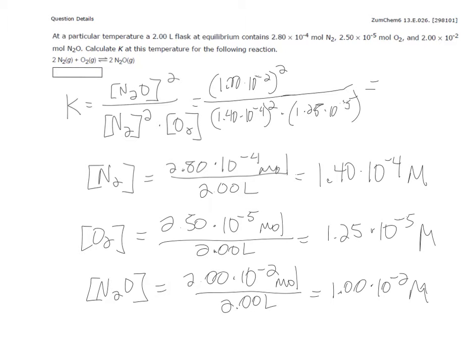we arrive at a final answer of 4.08 times 10 to the eighth. Don't be surprised if the values for K are quite large. That's common. So our final answer is 4.08 times 10 to the eighth, and there are no units for the value of K.